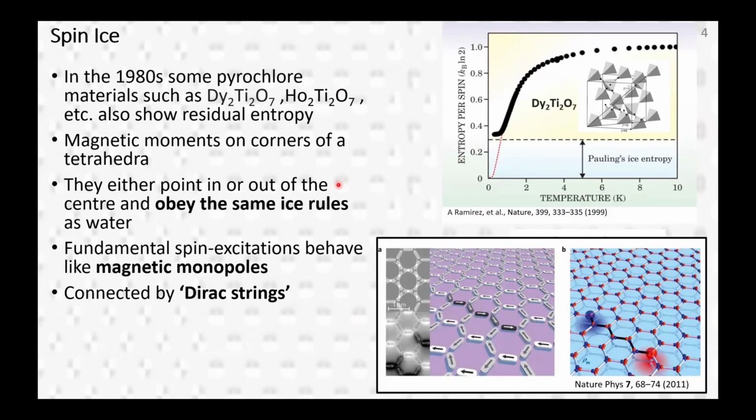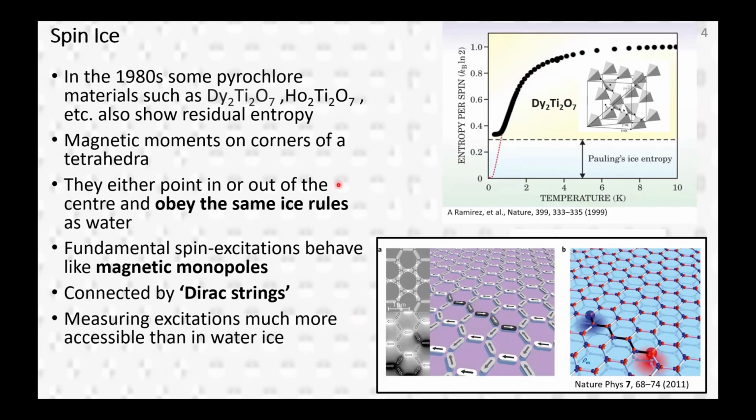And these are connected by Dirac strings, which are interesting topological objects. So now we have a system which is much more amenable to experimental investigation. However, it's still difficult because you have a three-dimensional system and you're only able to look at natural compounds that have this property. So that's where artificial spin ice comes in.